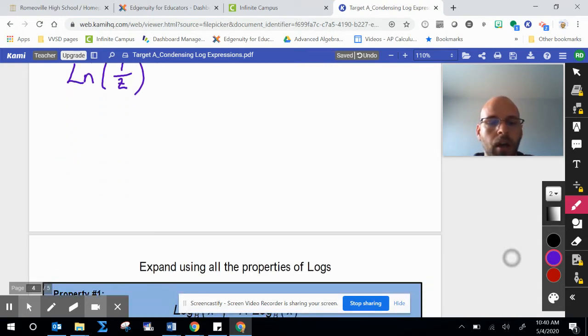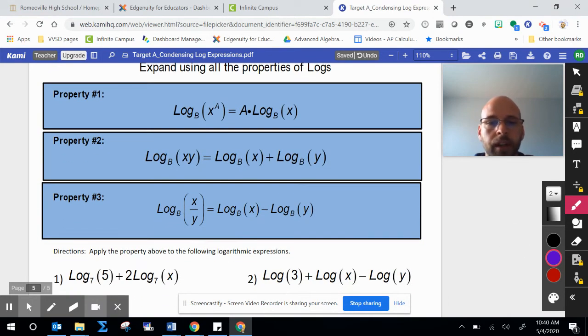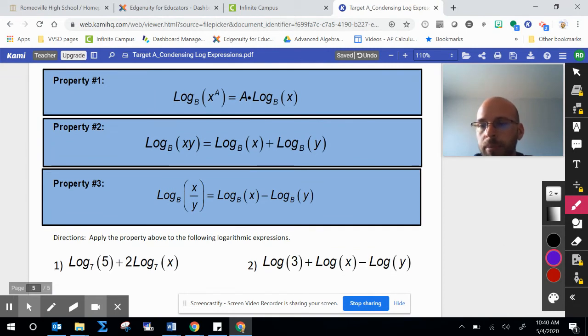Okay. Now, what I want to do is I really want to practice trying to put all the pieces together. What happens if I have multiple properties in one problem, right? How do I go about doing that?